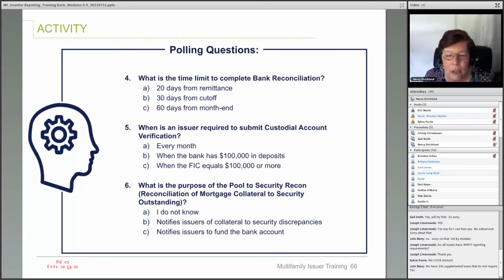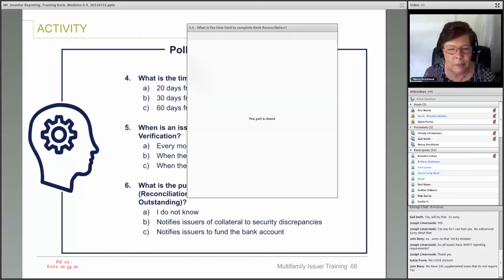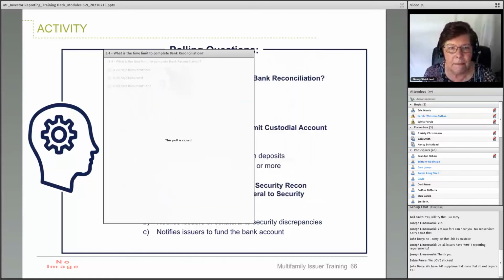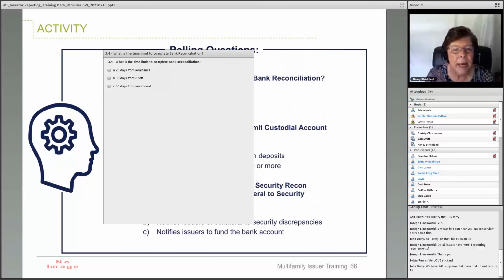Sarah, please pose the first polling question. What is the time limit to complete bank reconciliations? This would be P&I, T&I, any bank account recon that is required by Ginnie Mae.